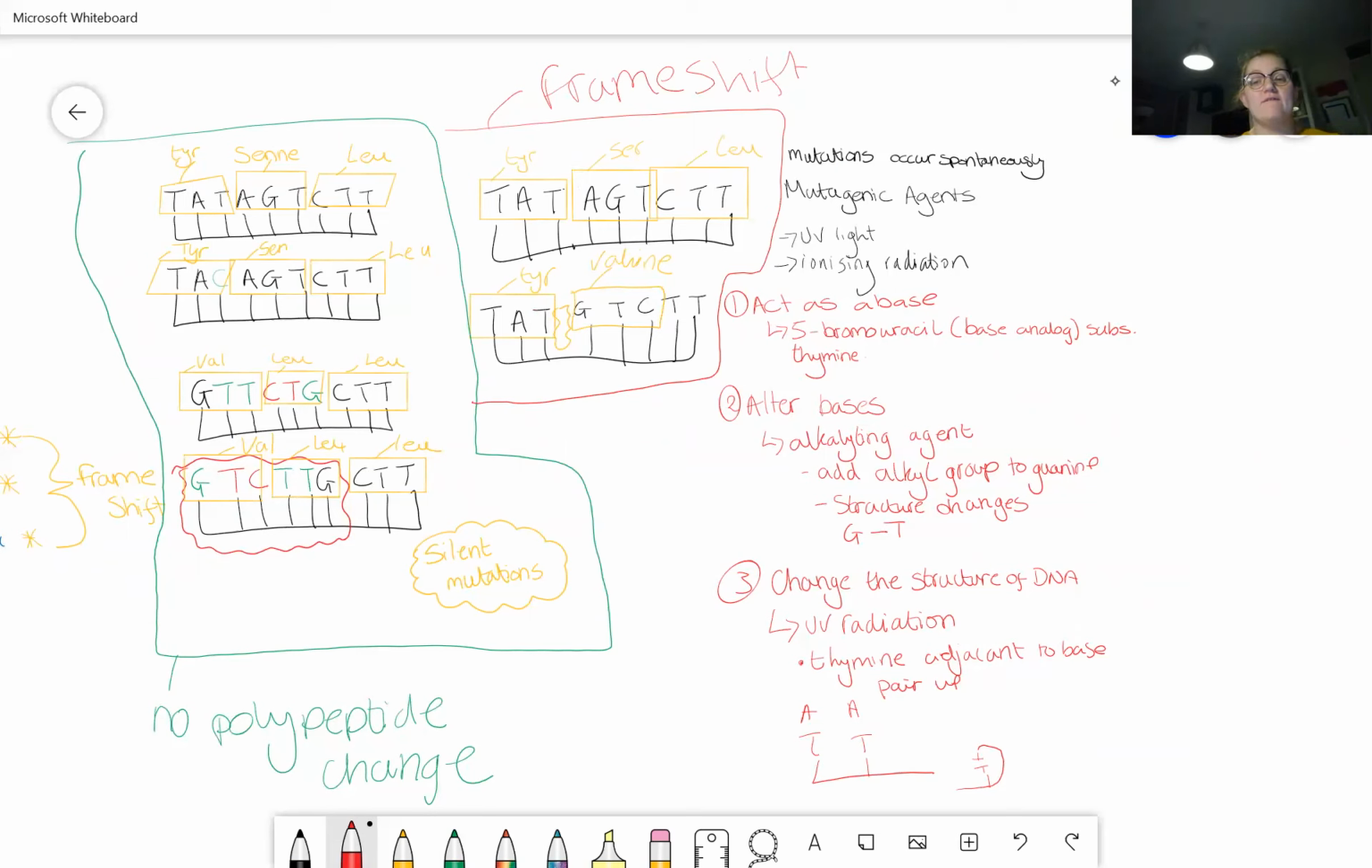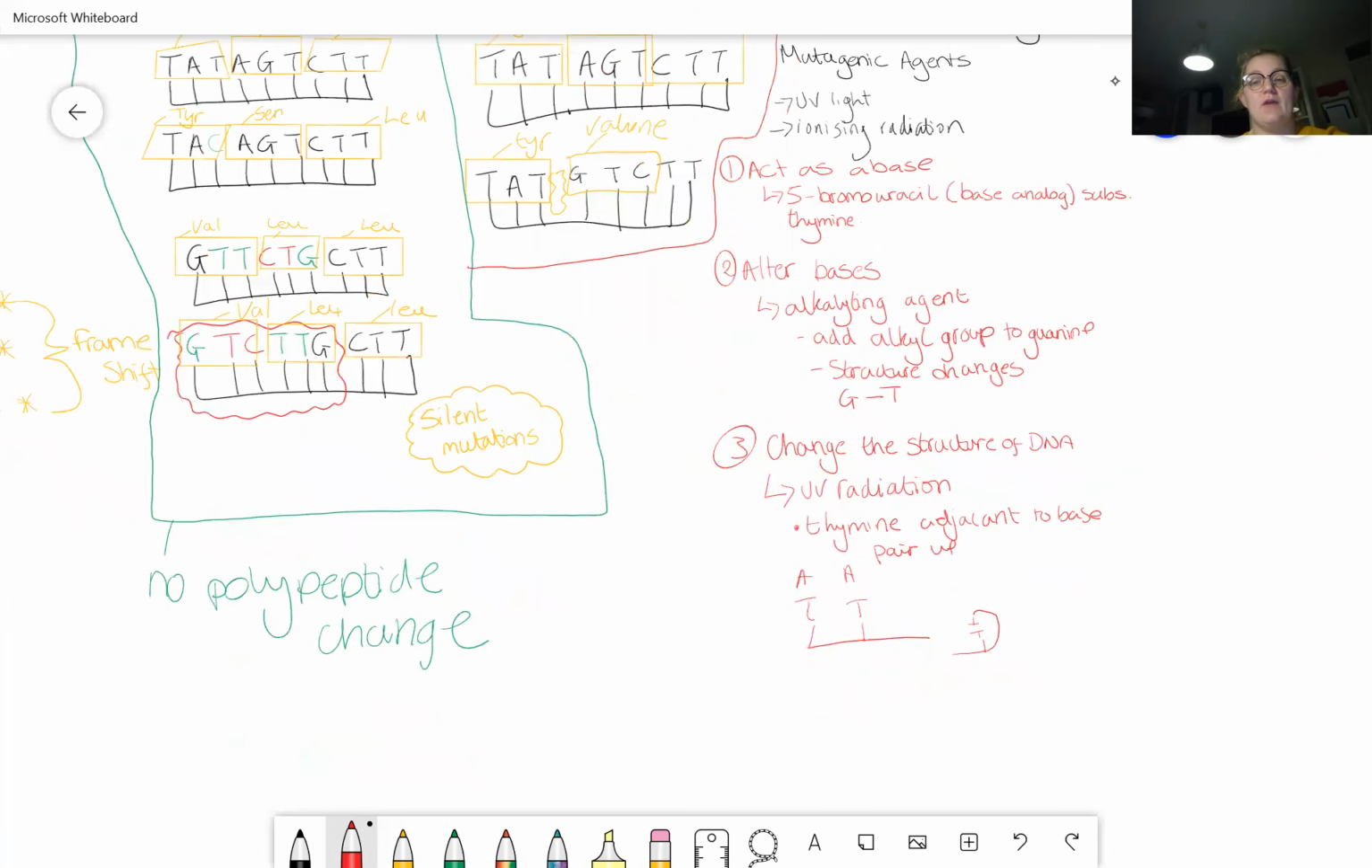And finally, they can change the structure of DNA, and that's often UV radiation that does that. When this happens, any thymine that are adjacent to each other base pair up with each other rather than with whatever's on the complementary strand, which causes this curvature to occur.